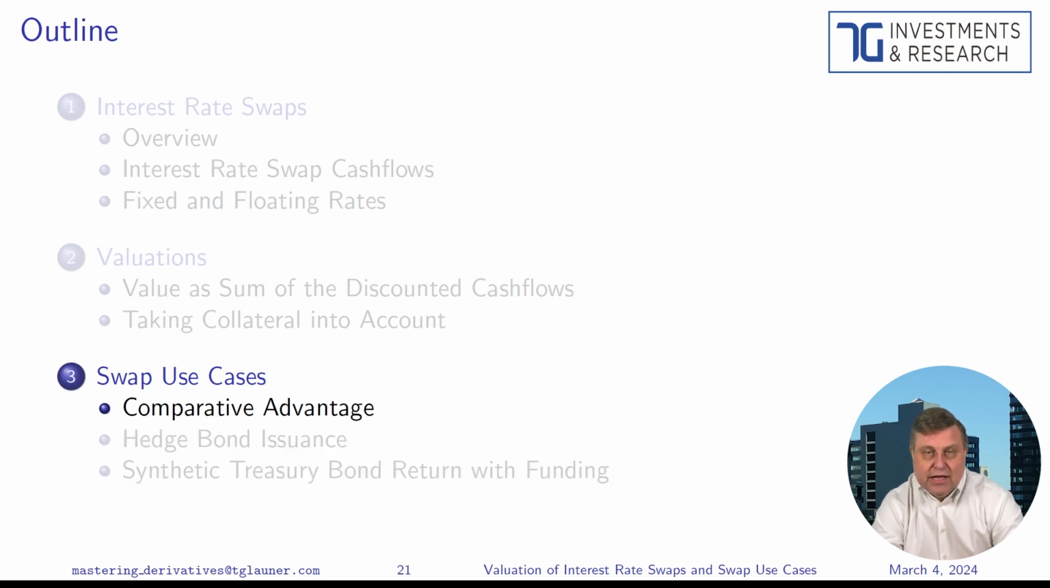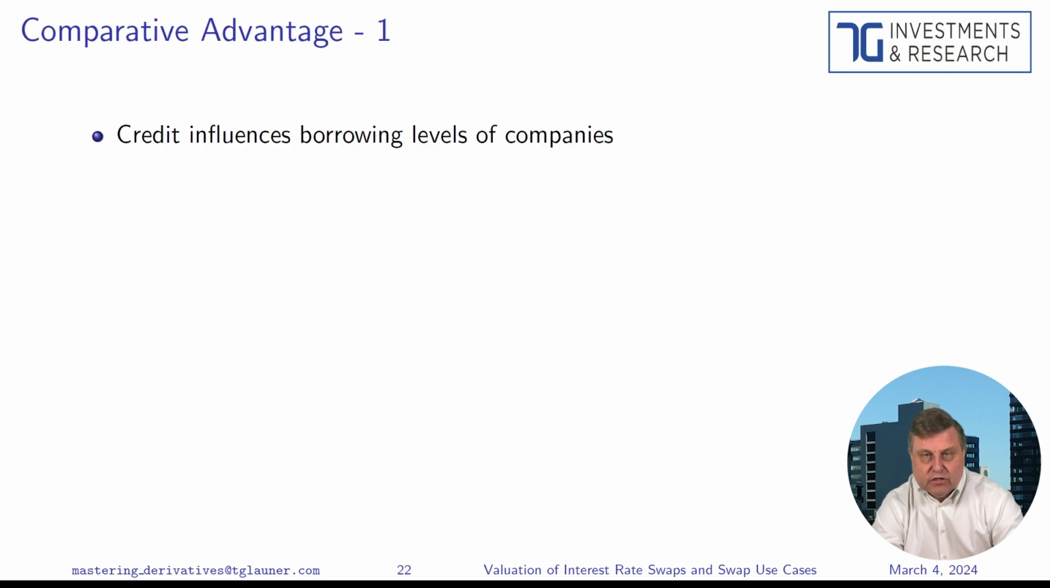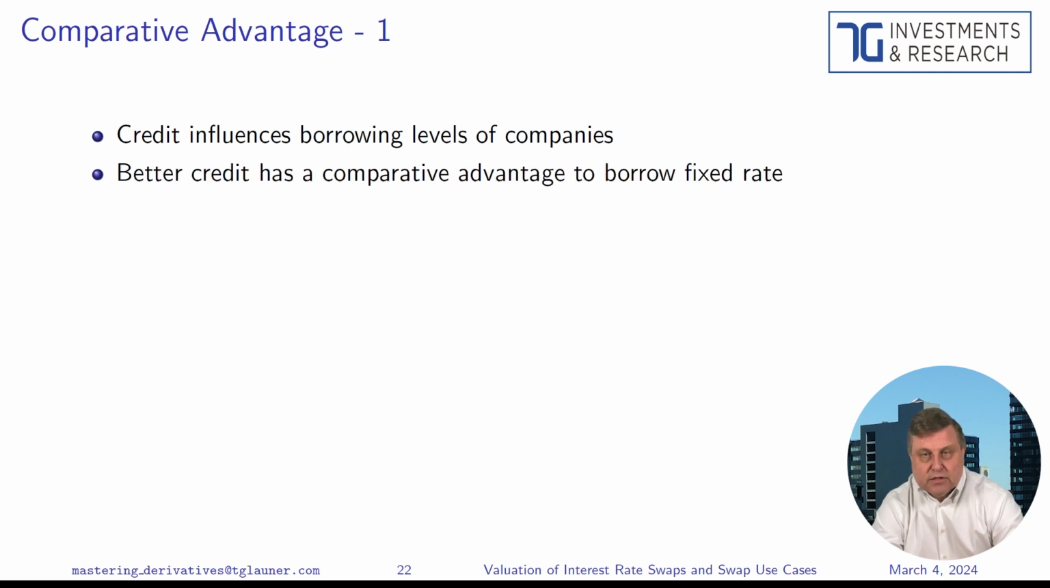Firstly, let's address comparative advantage. We understand that credit and credit ratings influence borrowing levels for companies. They have the option to borrow at fixed or floating rates. Different credit ratings allow companies to borrow at varying rates. Typically, possessing better credit offers a comparative advantage when borrowing at fixed rates.